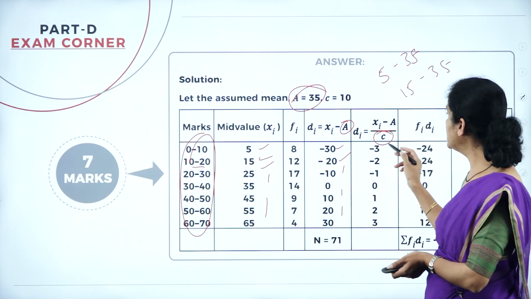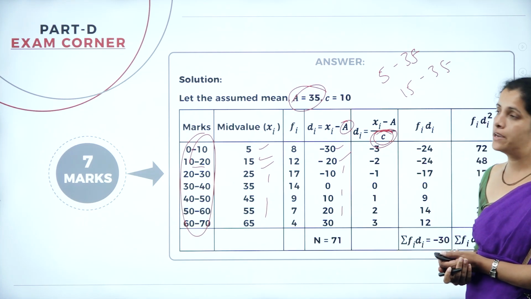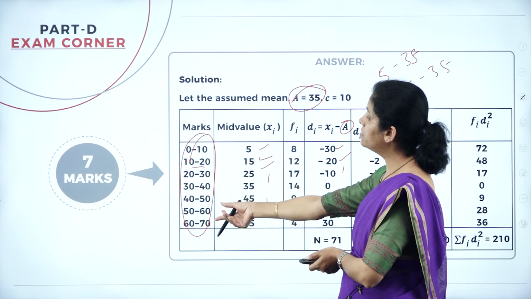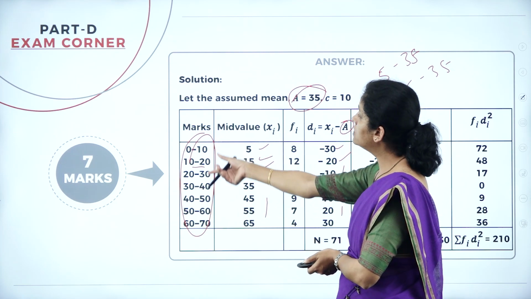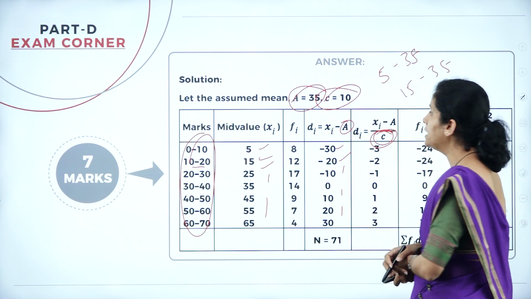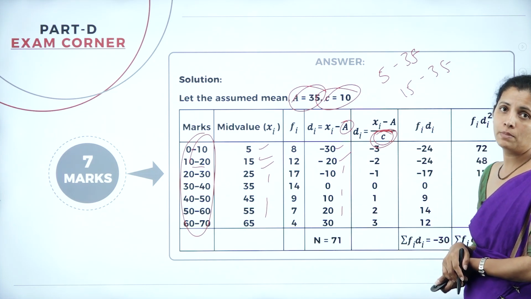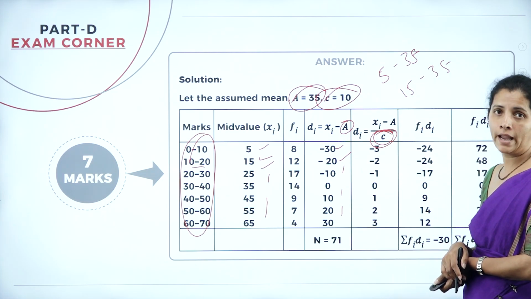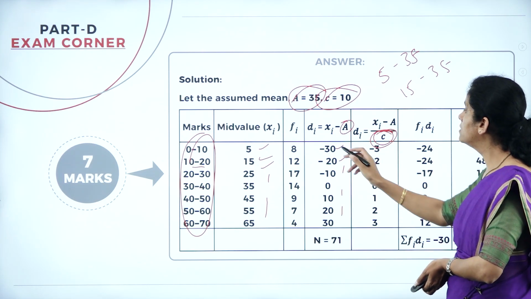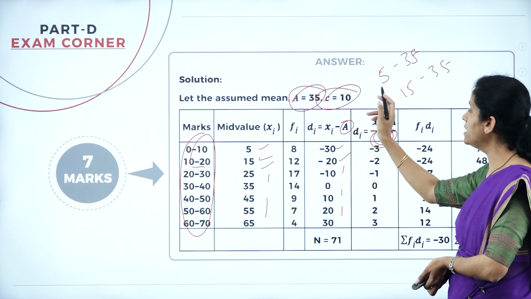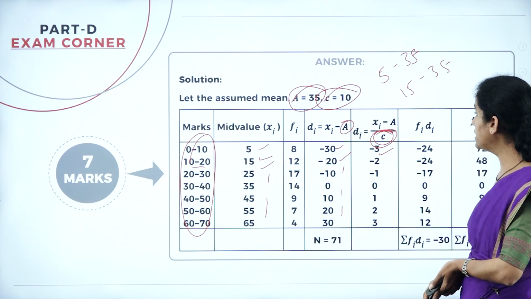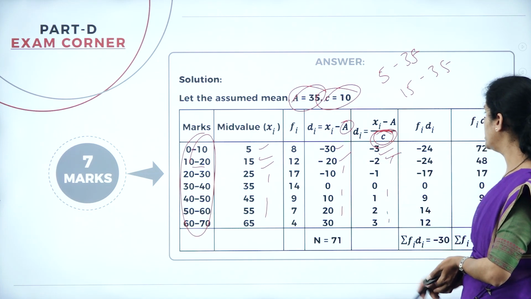So dear student, here c is nothing but the step deviation. If I consider this class interval, what is the difference? I have 10, 10. So c is nothing but 10. In the sense, all the numbers are multiples of 10. So c is 10. Here it is minus 30 divided by 10, minus 3. Minus 20 divided by 10, minus 2, and it's going to continue.